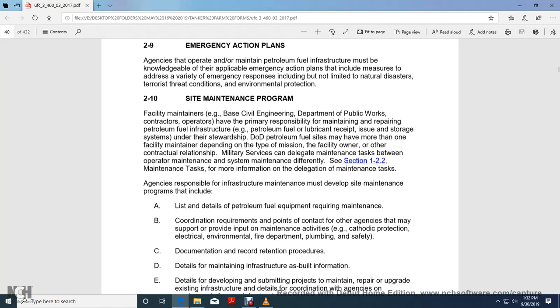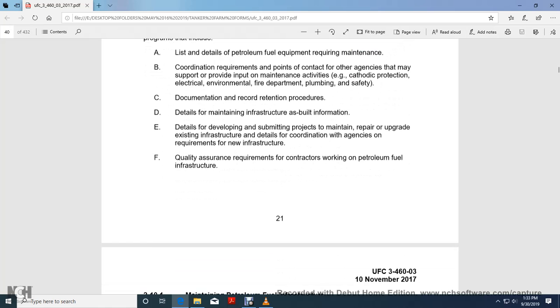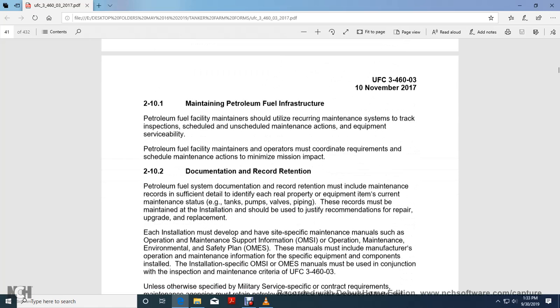Delegation of maintenance tasks. The agent responsible for infrastructure maintenance must be developed in the site maintenance program, and that includes: A. A list of detailed petroleum fuel equipment requiring maintenance. B. The coordinated requirements and points of contact with the agents that support and provide input: maintenance, cathodic protection, electrical, environmental, fire department, plumbing, and safety. C. Documentation and record retention procedures. D. Details of maintaining infrastructure as-built information. E. Details of developing and submitting projects for maintaining, repairing, or upgrading existing infrastructure. Details of coordinated agency requirements for the new infrastructure. F. Quality assurance requirements of the contractors working on petroleum fuel infrastructure.